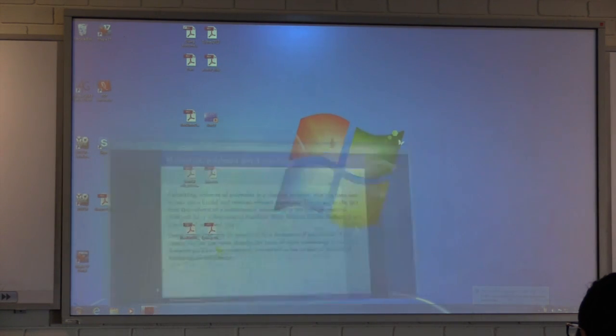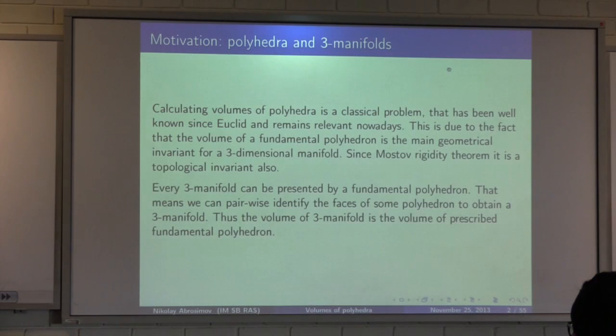So let me continue. And of course, geometrical invariants are stronger than topological ones, but since most of the utilities here, the geometrical invariant is also a topological invariant. So that is the reason why the problem of volume calculation for polyhedra is an important problem in the theory of three-dimensional manifolds.